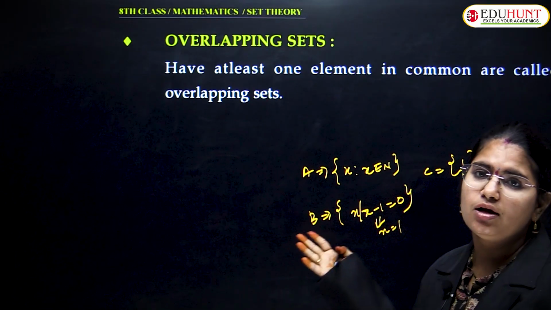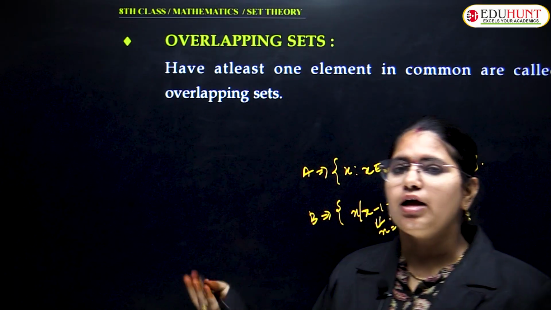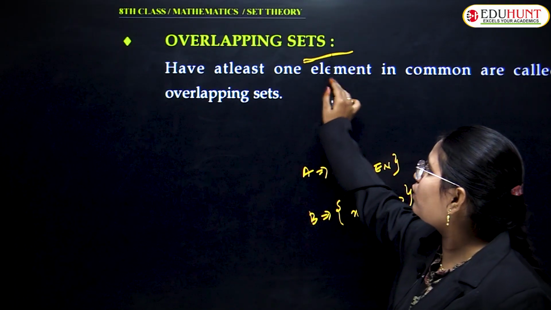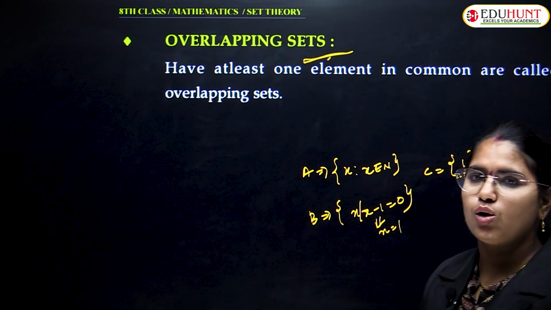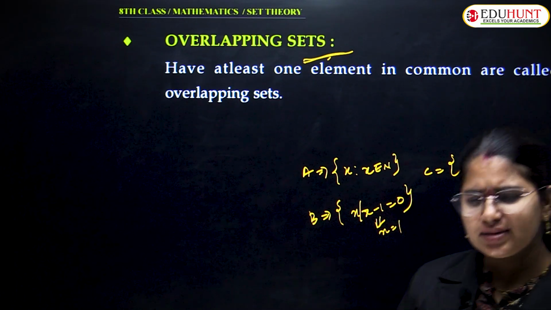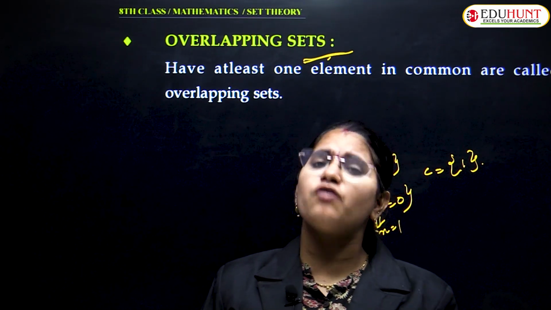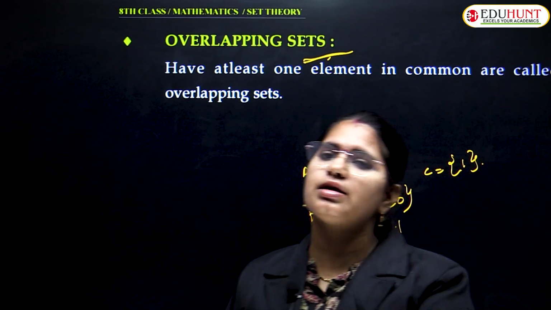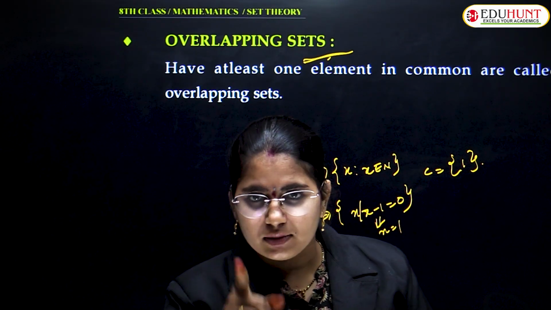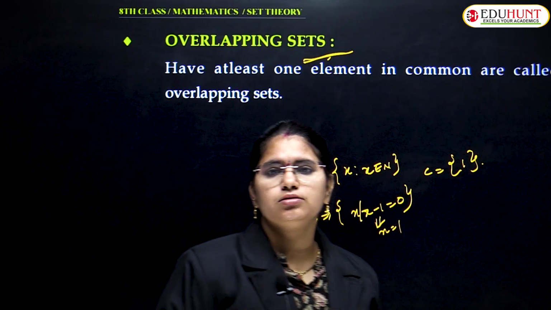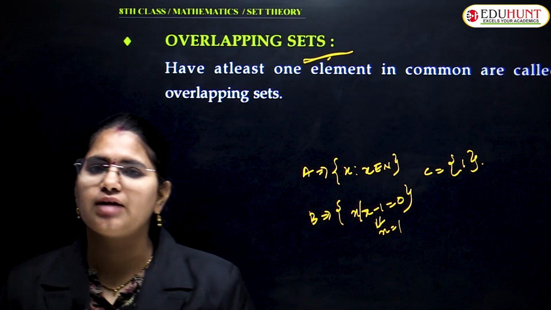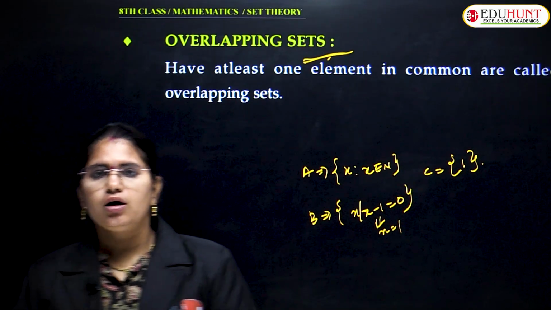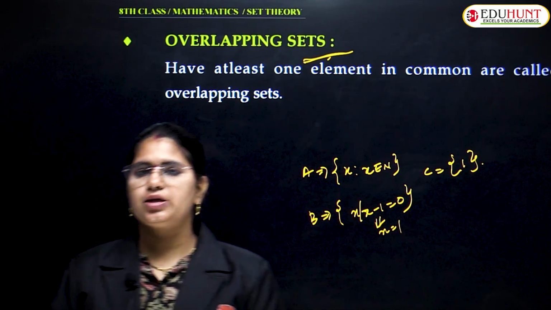At least one common element must be there. In that case, we can call them overlapping sets. If you find at least one common element, you can have more than one common. Okay. If you have only one common element, that is an example of a singleton set. Please keep this in mind. But if you have more than one element, that will be an example of overlapping sets. That is the difference between a singleton set and an overlapping set.